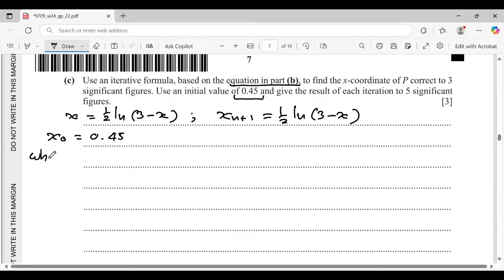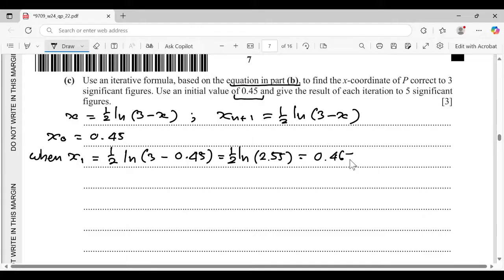So when x1, it means 0 plus 1, it's going to be 1/2 ln(3 − 0.45), which equals 1/2 ln 2.55. And if you calculate, the result is 0.46715.